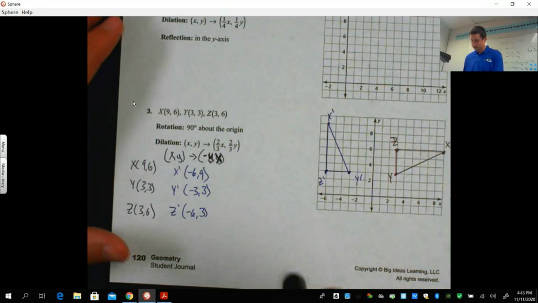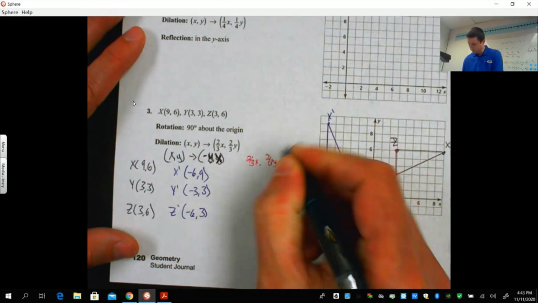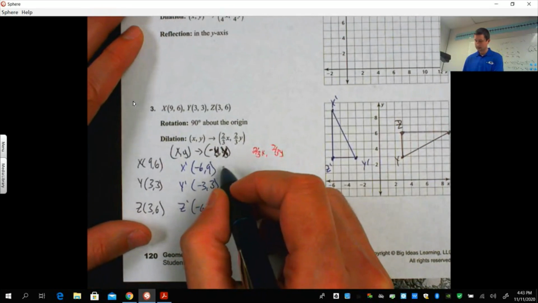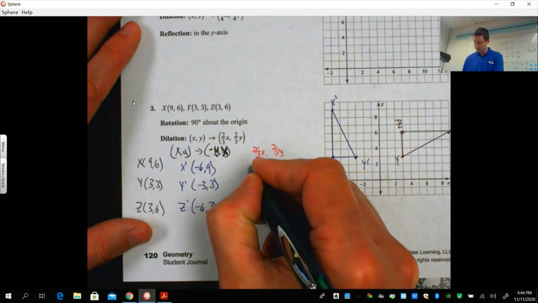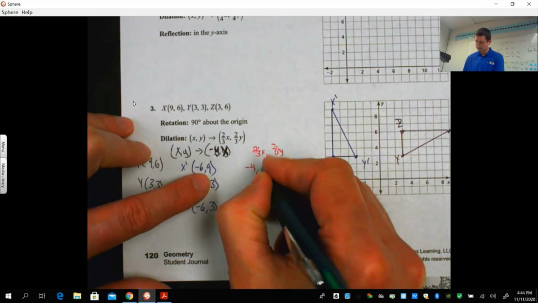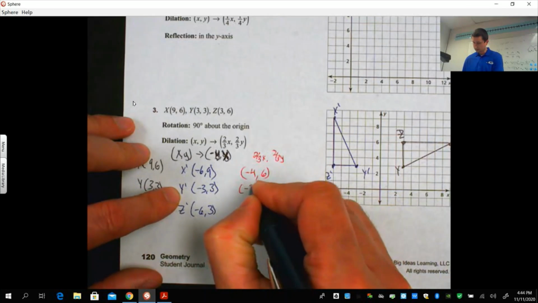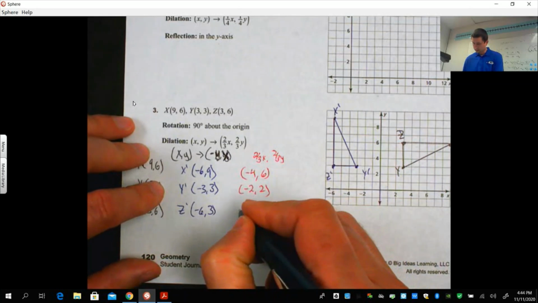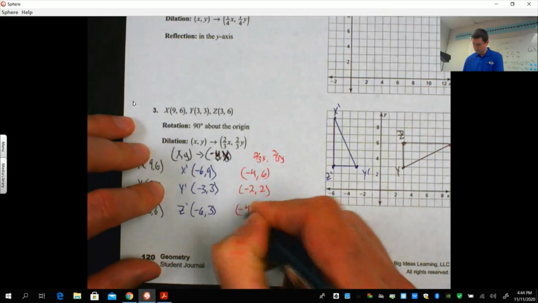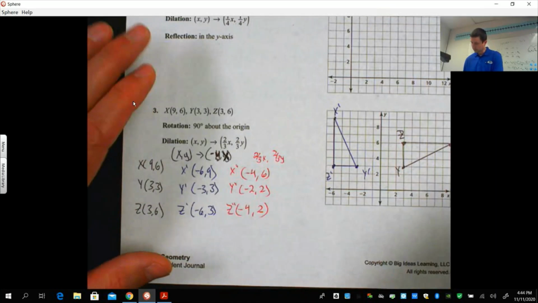Now we have the dilation multiplying by 2/3. 2/3 x and 2/3 y. So 2/3 times negative 6. That's negative 6 divided by 3 times 2. So that would be negative 4. And then 2/3 y would be 6. Negative 4, 6. You can use your calculator to help you if you need to as well. This would be negative 2, 2. And this would be negative 4, 2. X double prime, y double prime, z double prime.